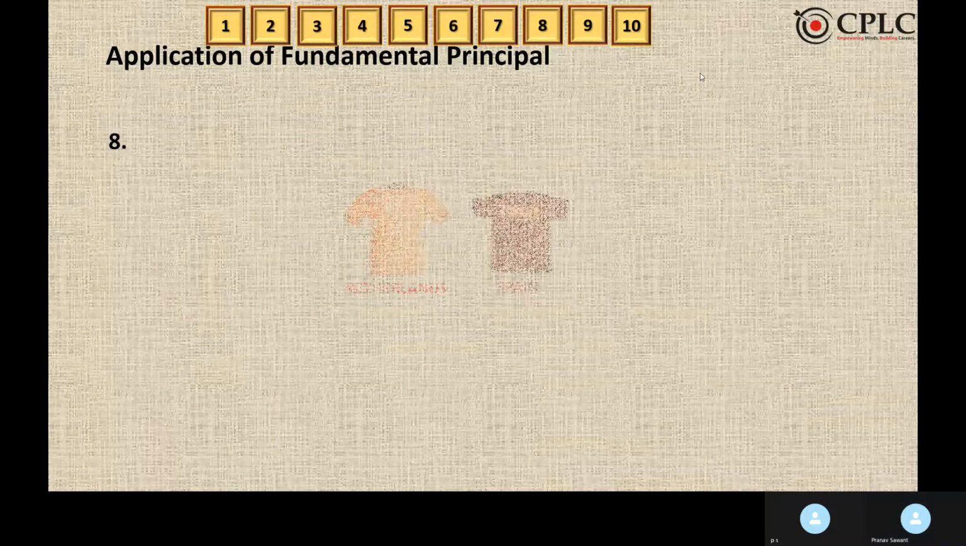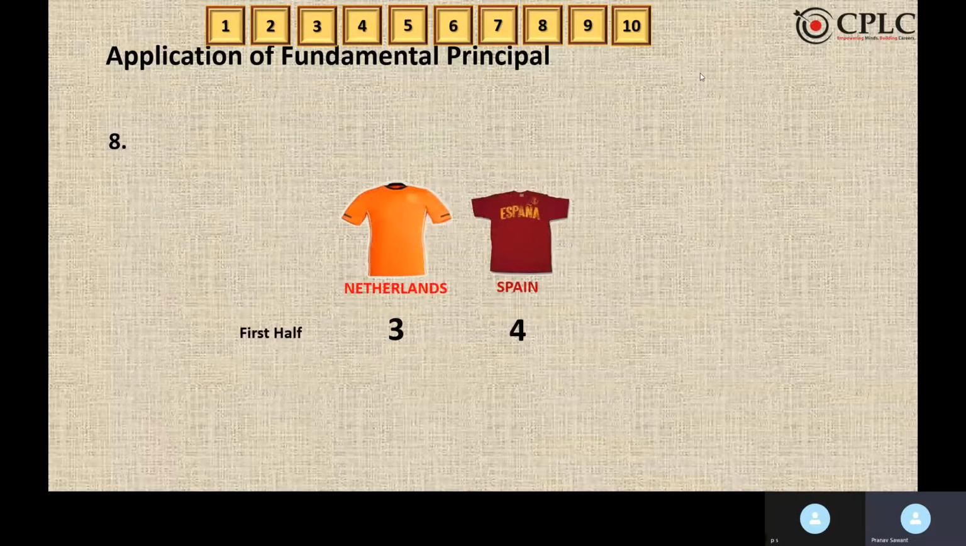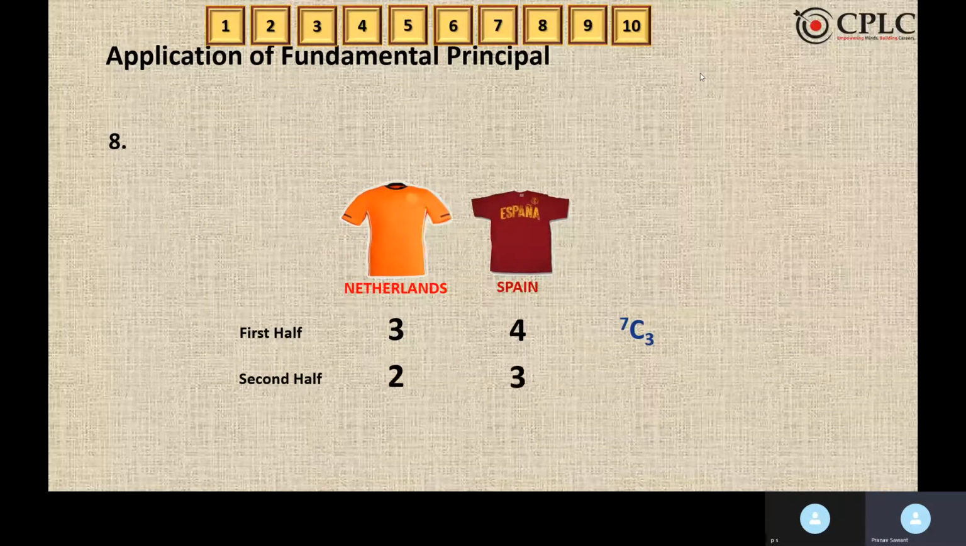Now in the first half, Netherlands scored 3, Spain scored 4. So we can take it as 7C3. In the second half, Netherlands will score 2, Spain will score 3. So we are going to take it as 5C2. Now, 'and' means multiplication. So 7C3 into 5C2 is the final answer.